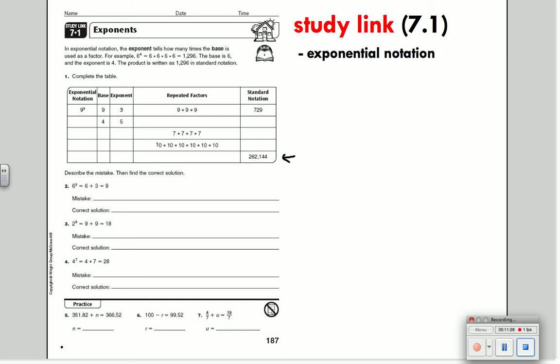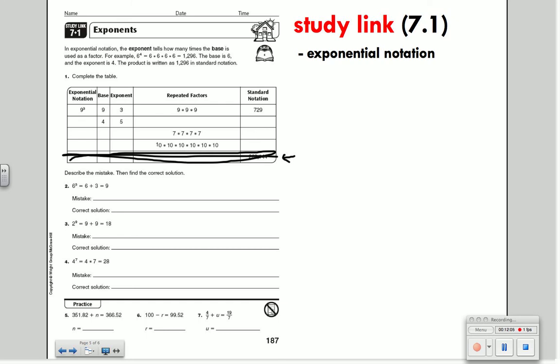Study link time. Here is what study link 7.1 looks like. Okay, so it reminds us that in exponential notation, the exponent tells how many times the base is used as a factor. So you need to complete the table, showing me what it looks like in exponential notation, what the base is, what the exponent is, repeated factors, and standard notation. I already have an arrow next to the last one there. You can do that one as bonus if you want, or you could just not do it at all. I think that is an absurd question to ask, so I don't care if you guys do that.